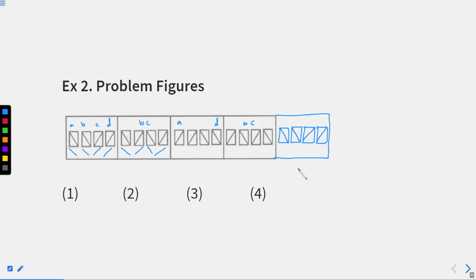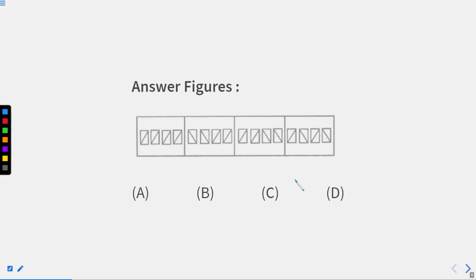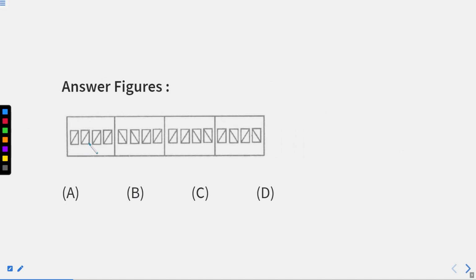Now we need to look for our answer in the 4 alternative figures given in the next slide, to see whether they are similar to this or not, right? Now we'll go to that. They all have the same direction, so this will not be your answer.